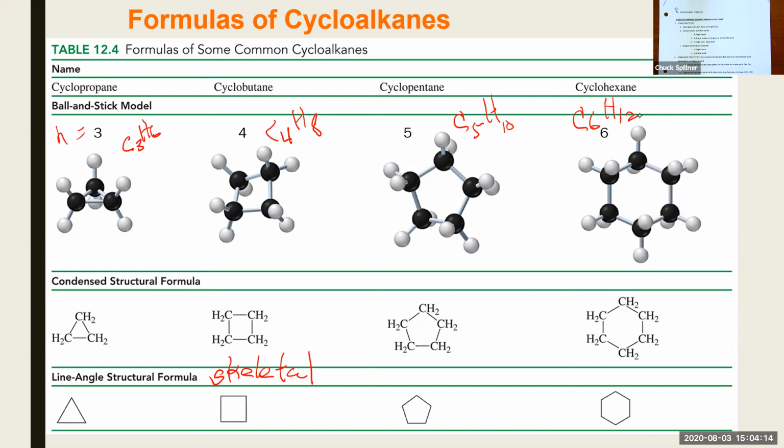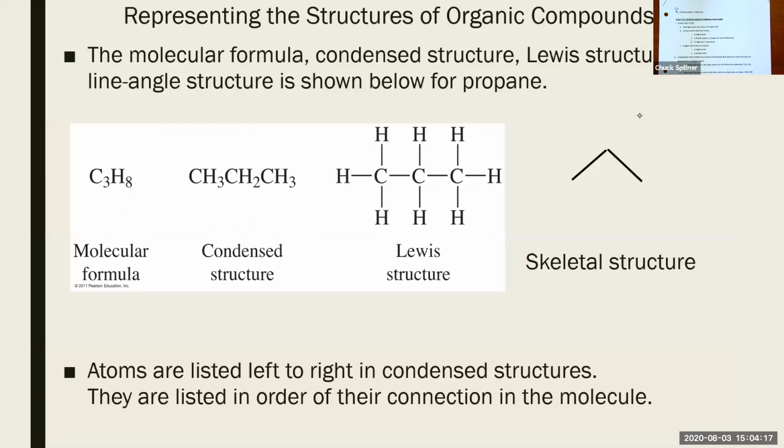Okay. Lastly, I want to look at all three of these structures together. So this slide shows the molecular formula on the left, and then the condensed structure on the right. And this is C3H8. And then the Lewis structure. And then lastly, the skeletal structure. So this is not a cycloalkane. This is a linear alkane or open chain. You could say not a cyclic alkane.